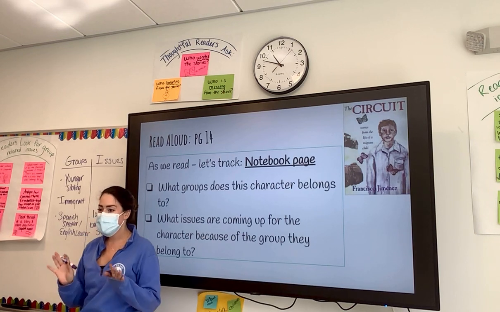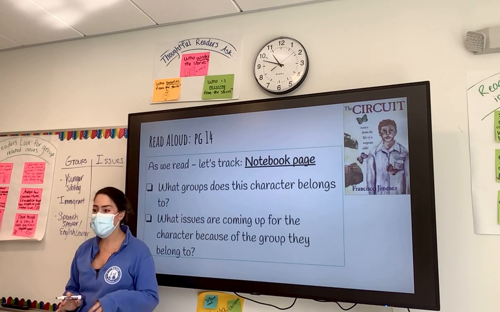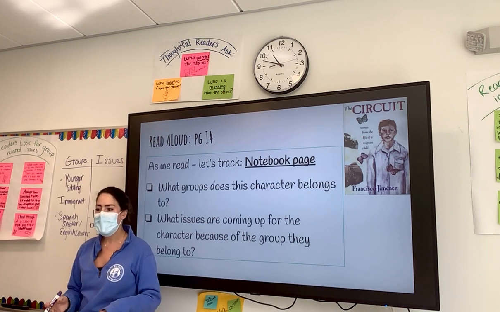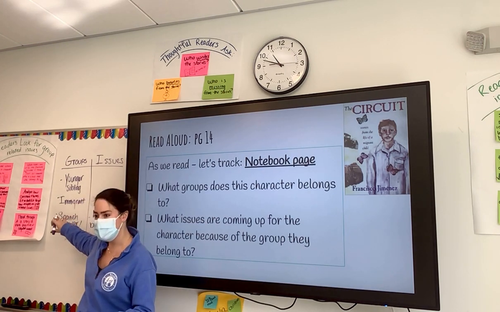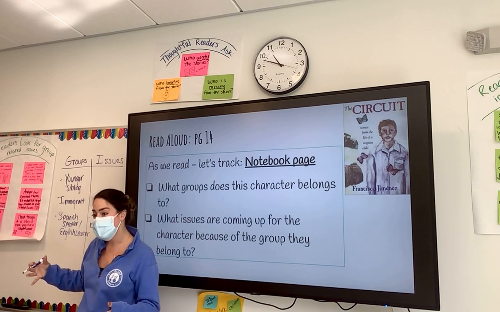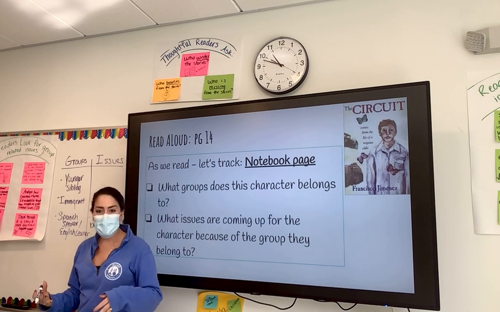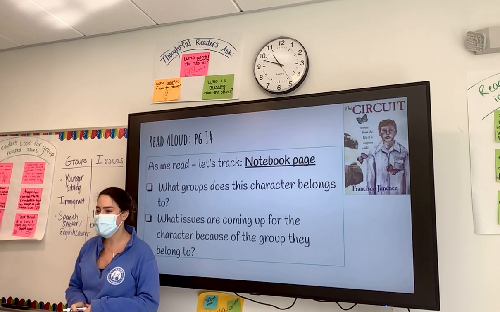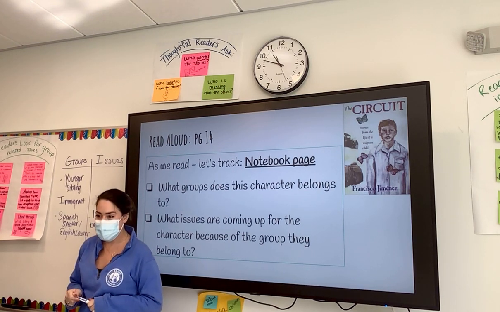All right, friends, you are going to continue doing this work now in your book club book. So in a moment, you're gonna go into breakout rooms with your book club groups, and you're going to create a chart just like this, thinking about your book club books, the characters there, what social groups they might be a part of, and what issues might be coming up based on their social groups. All right, off you go.